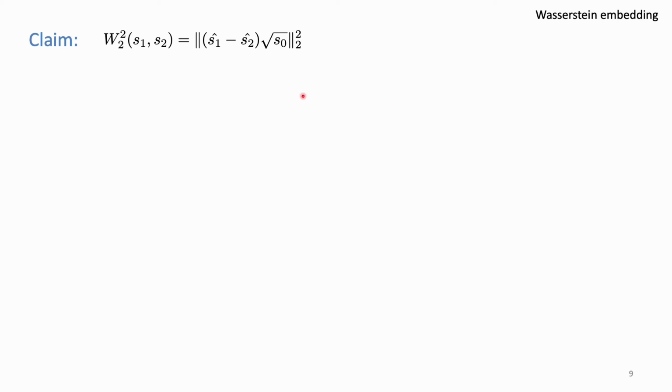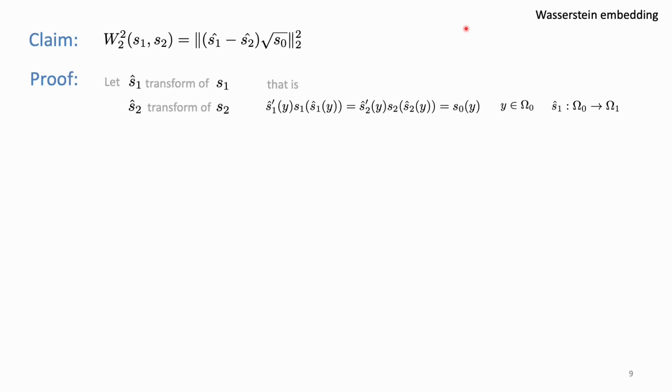So now we arrive at the main claim in this presentation, in that the Wasserstein distance between two of our signals S1 and S2 can actually be expressed as the Euclidean distance, or some weighted form of the Euclidean distance, between their respective CDTs, or the transforms of S1 and S2, right? And this is known as the Wasserstein embedding theorem, which is very well known. So let's get a gist for why this is true.